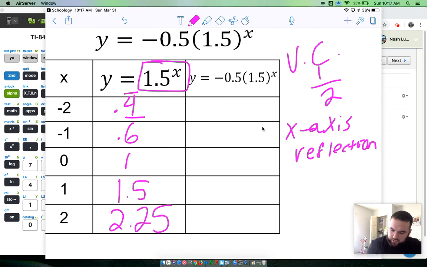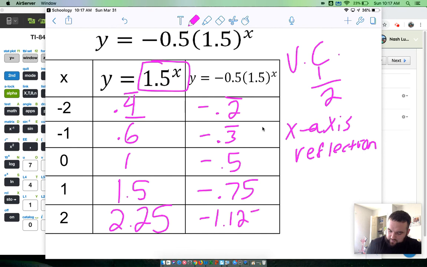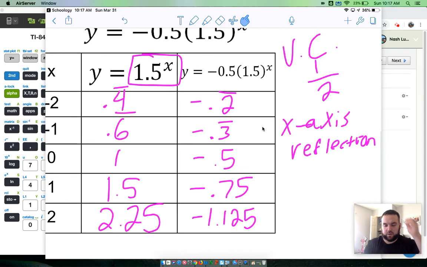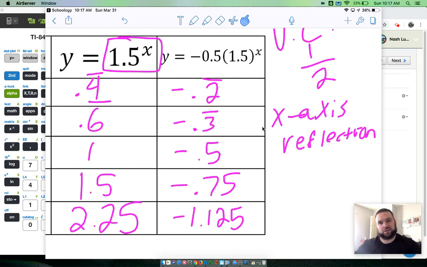Okay. So that would give me, instead of 0.4 repeating, this would be 0.2 repeating, negative. Instead of 0.6 repeating, this would be negative 0.3 repeating, negative 0.5, negative 0.75, and negative 1.125. It's good to talk about if it's a stretch or compression or what transformation is going on.